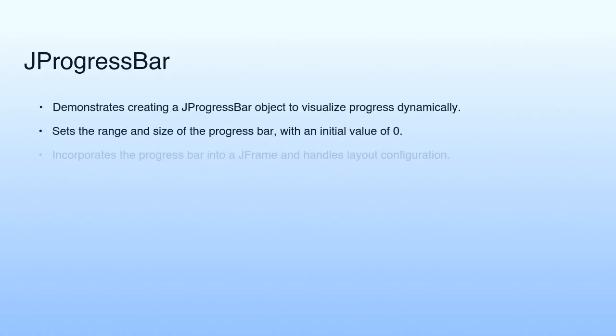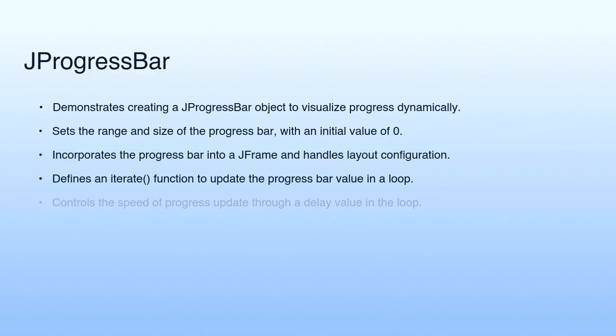The JProgressBar component is used to visualize progress dynamically. In this example, a JProgressBar object is created, and its range and size are set with an initial value of 0. The progress bar is then incorporated into a JFrame, and the layout configuration is handled. An iterate function is defined to update the progress bar value in a loop, with the speed of progress update controlled by a delay value within the loop.